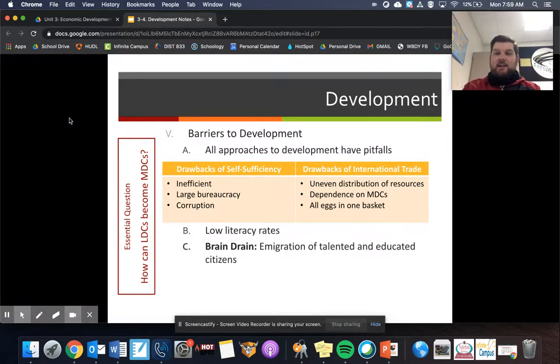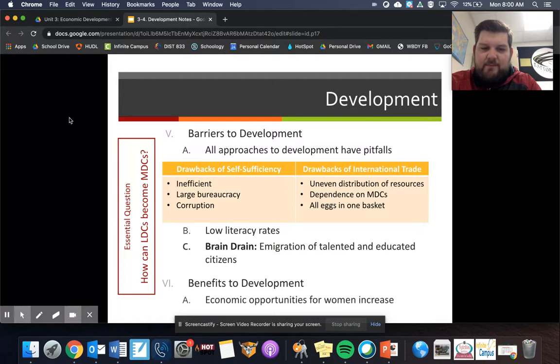Brain drain is when talented and educated citizens migrate out. So they emigrate or they go somewhere else. Okay, you're losing brain power. You're losing education, and so that really hurts the development of your country.